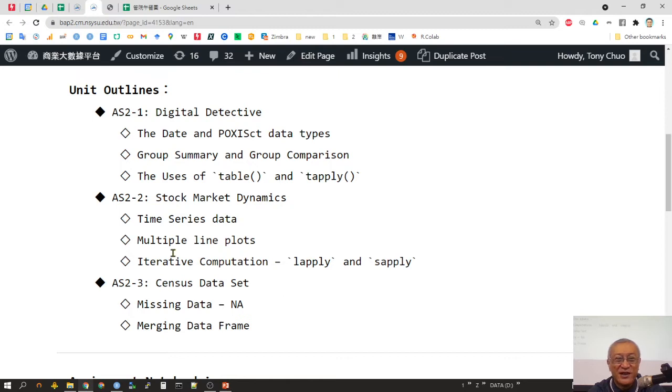So that is the second case, and the third case is the census data. We are dealing with NA, and we're also dealing with merging data frames. Okay, so how many of you have already finished all of these three assignments? I mean, we are in teams, right? We do it as a team assignment, but the way you should do it is to get together and do the assignment together. So how many teams did get together and do the homework assignment together?